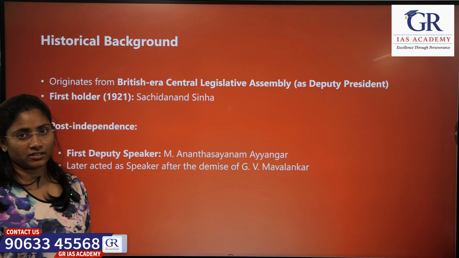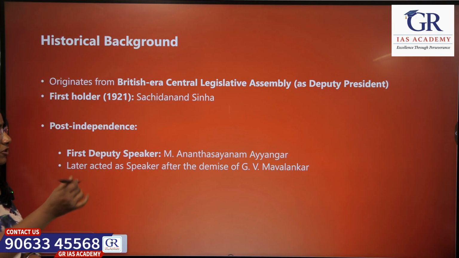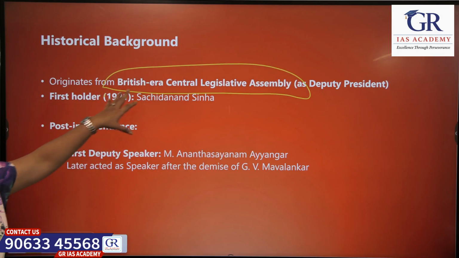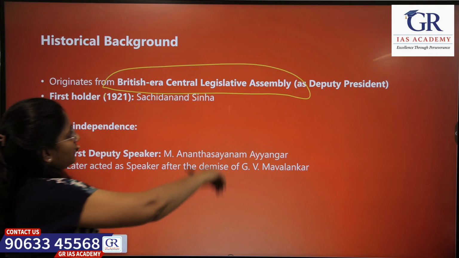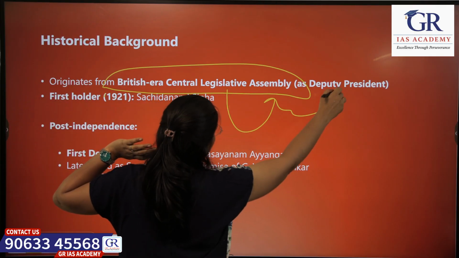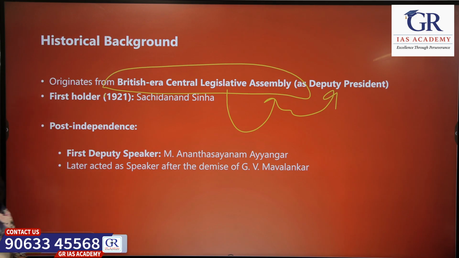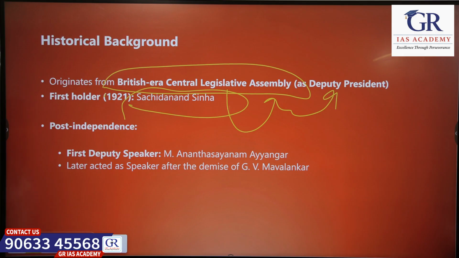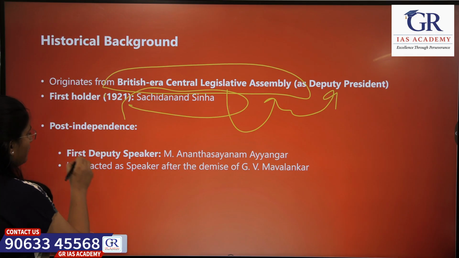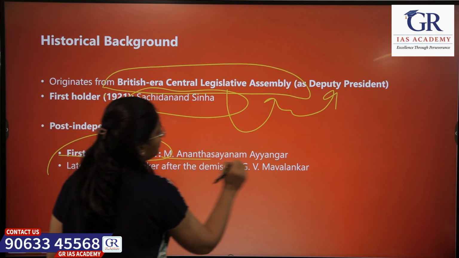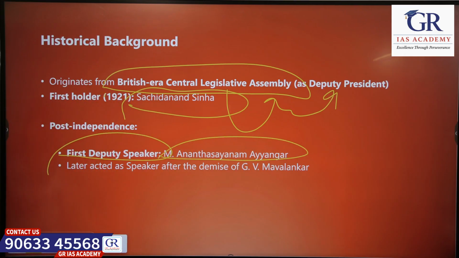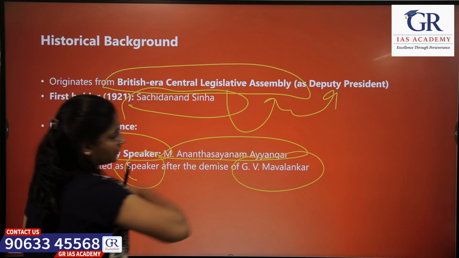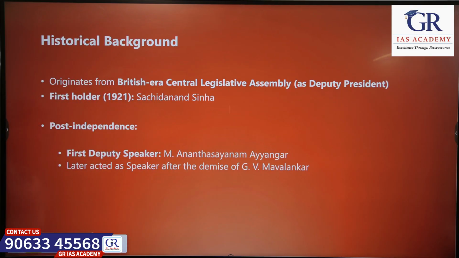So where did we get this? Historical background of the deputy speaker: in the British era, the Central Legislative Assembly had a deputy president. The first person who held this position was Sachidananda Sinha, and after independence, the first deputy speaker was Ananthasayanam Iyengar, and later he acted as speaker after G.V. Mavalankar's demise.